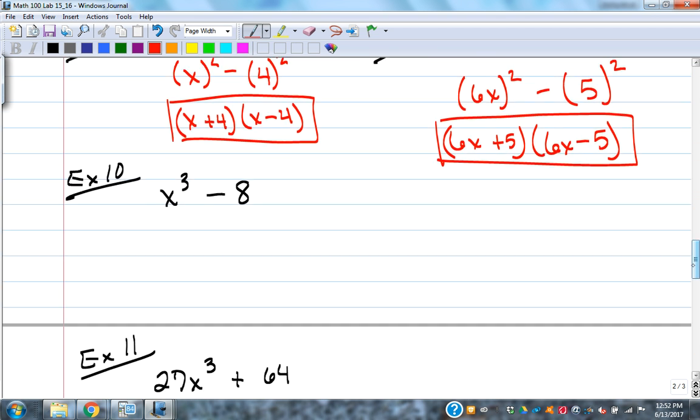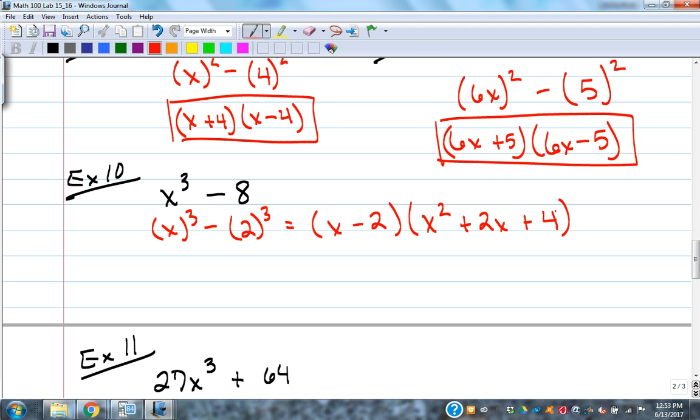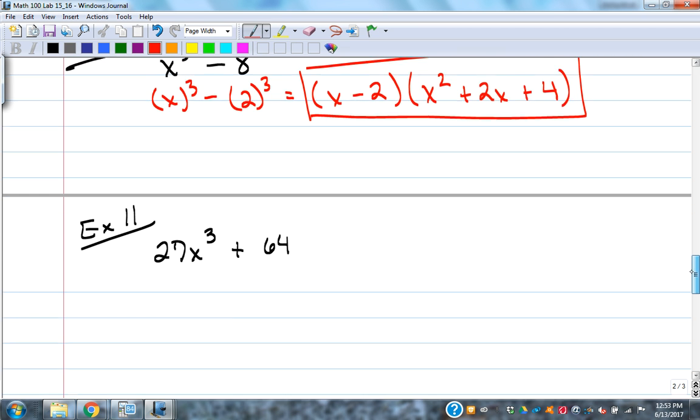And then example 10, we have a two-term polynomial. It's got a cube, so we think, oh, it's a difference or sum of cubes. Difference of cubes in this case because of the minus sign. So we rewrite it as cubes. 2 cubed is 8. So remember, short factor, long factor. The short factor would be x minus 2. The long factor, x squared plus 2x plus 4. There's the factored form with that difference of cubes.